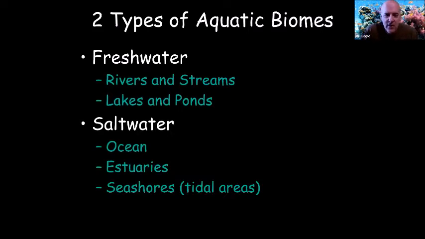Okay, so in general, we'll divide the aquatic biomes into two types, freshwater and saltwater. Freshwater, obviously, is the rivers and streams, lakes and ponds. Saltwater is the ocean, the estuaries, and the seashores, or the tidal areas. And you should be pretty familiar with those except for maybe estuaries. I'm not sure if you've heard that term before, especially living in New Mexico, but we'll talk about it.